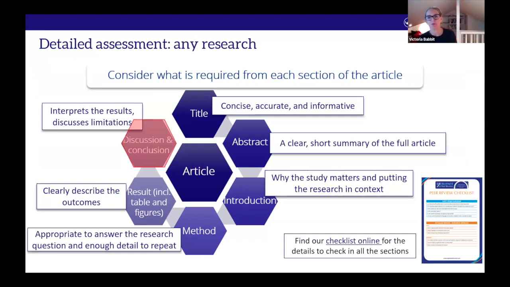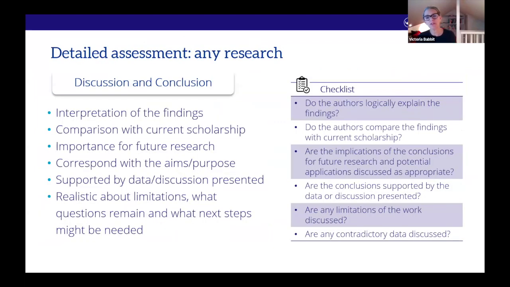And the last area I'd like to focus on is the discussion and the conclusions. So the discussion and conclusion should tie all the different parts of the paper together. For the discussion, you should be assessing whether the author has interpreted what they found in a sensible manner and linked their findings to other work in the area, either contrasting or supporting it. There should be links back to the literature review in terms of the work they're comparing their findings to. You'll want to ask yourself whether the conclusions are supported by the data or discussion provided in the article.